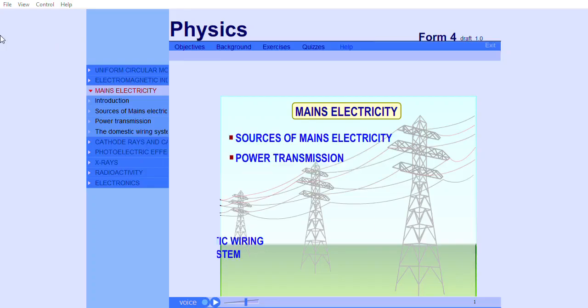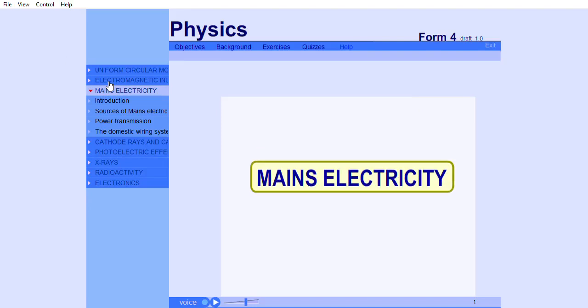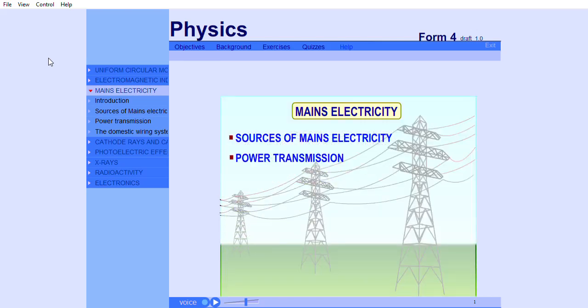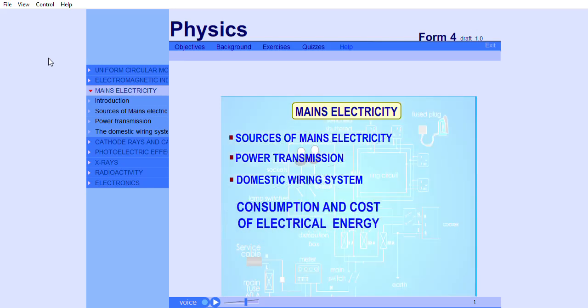Domestic wiring system, and consumption and cost of electrical energy. In this topic, we will discuss the following subtopics: sources of mains electricity, power transmission, domestic wiring system, and consumption and cost of electrical energy.